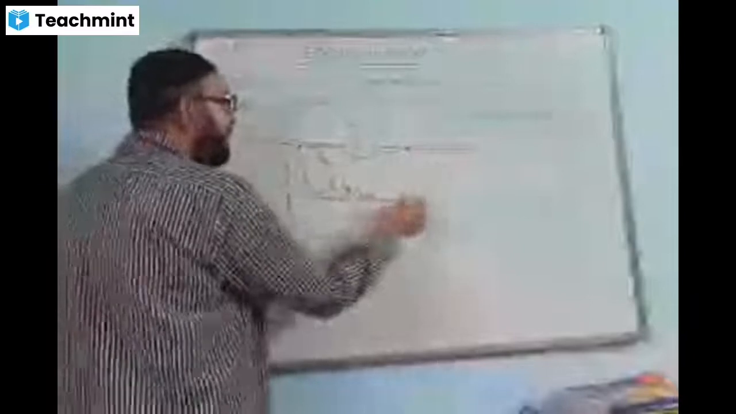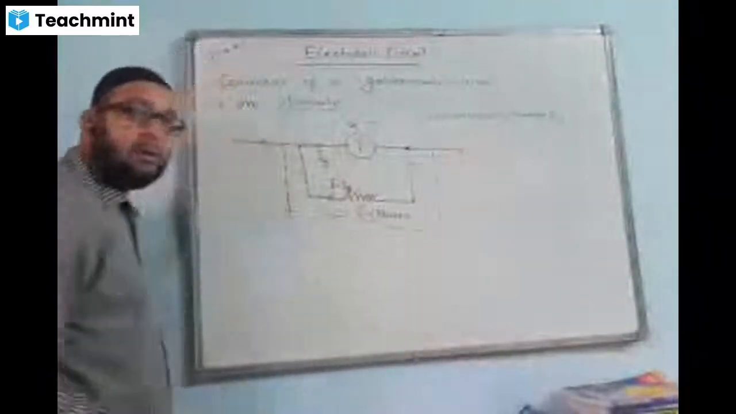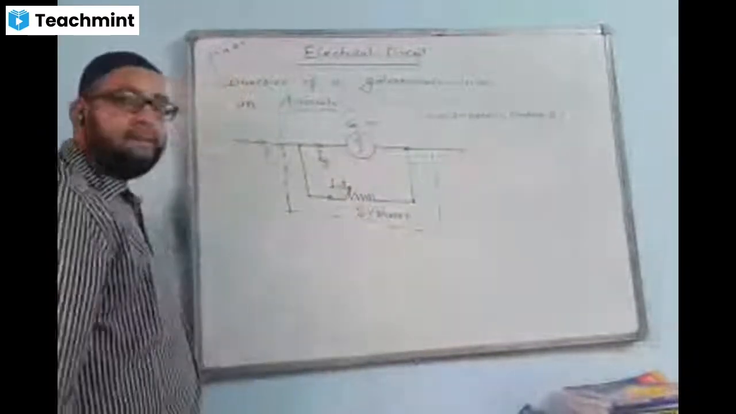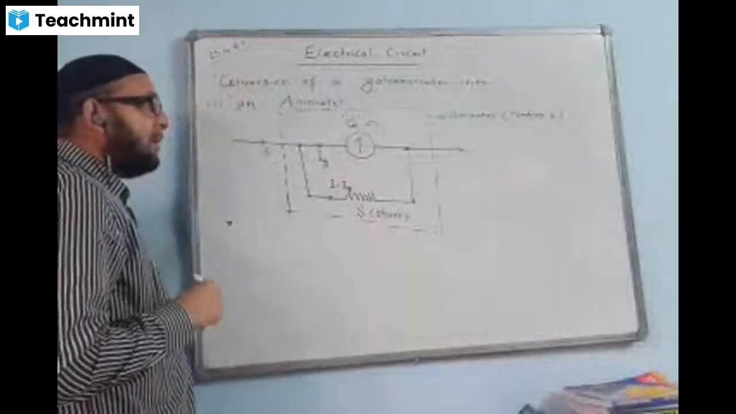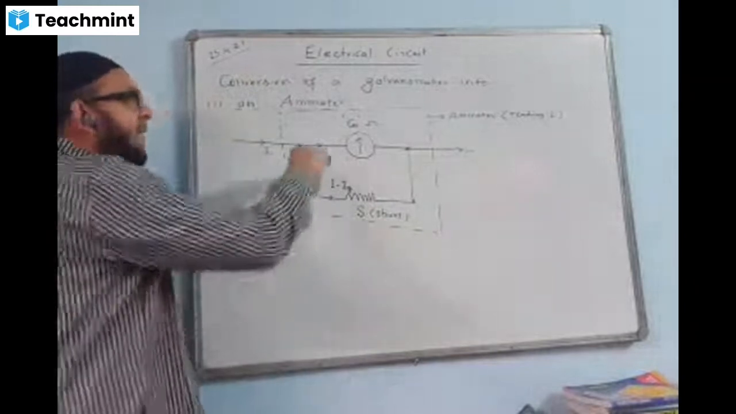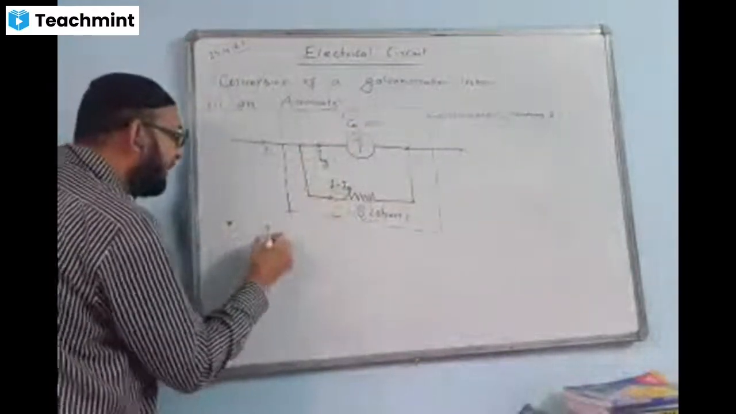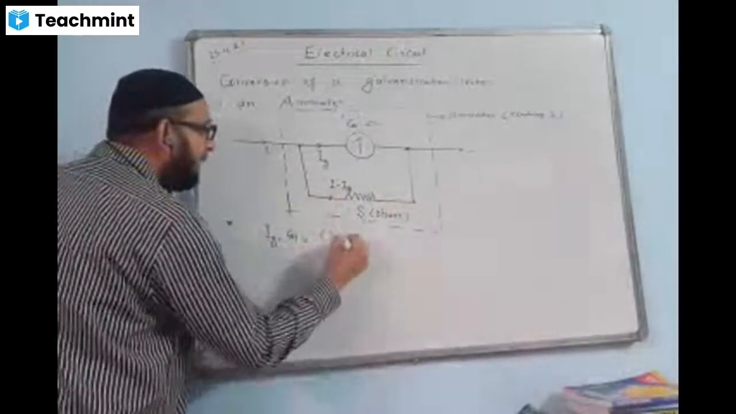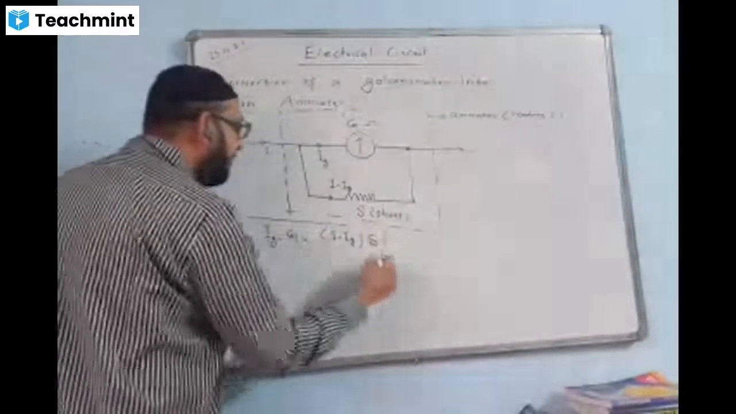Then we see these two are in parallel. In parallel, the voltage remains the same. The voltage between the ends of the resistors will be the same. So, making the voltage equal, what is the formula? Voltage is I into R. Let us make I into R equal. We'll write like this: Ig into G is equal to (I minus Ig) into S. So this is the equation we will follow in this case.